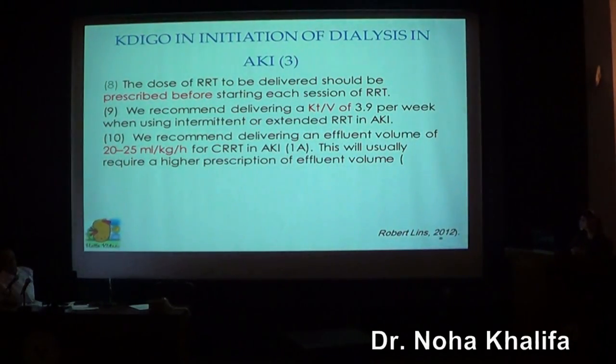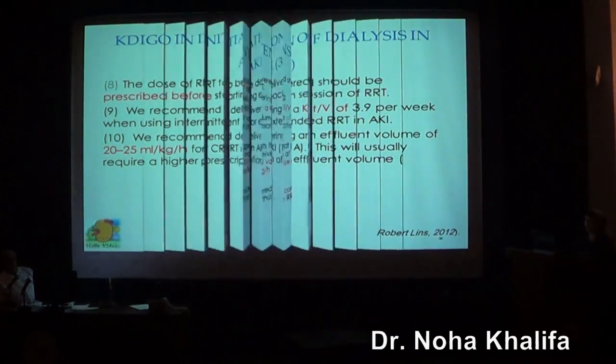Again, you have to prescribe the dose for your patient before he starts dialysis. So you can't leave it as a surprise. You have to determine your goal and what you're going to do for this patient, how many hours, how many days, what modality, before you start treating the patient. They recommended a Kt/V of 3.9 per week if you're talking about intermittent, and equivalent volume of 25 milliliters per kg if you're talking about continuous.